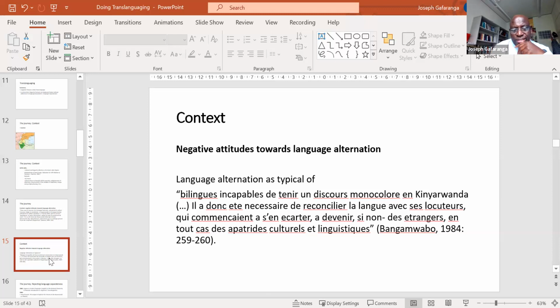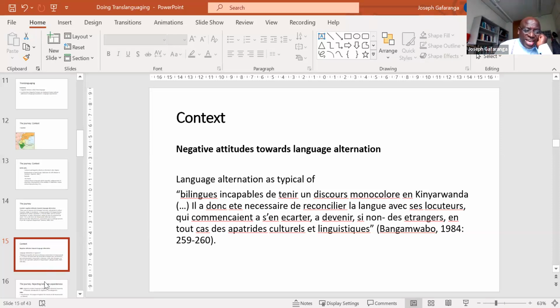And it has therefore been necessary to bring back to order those people who are becoming strangers, if not cultural and linguistic apatride, that is, people without a state, without a patrie. So it was again saying that language alternation was evidence of cultural uprootedness. If you were a true Rwandan, you spoke Kinyarwanda and you spoke French, the two separately.